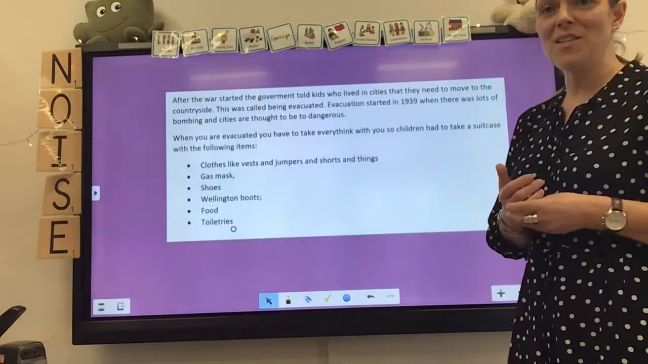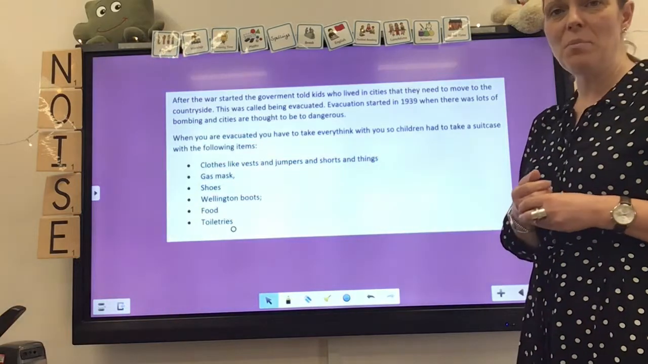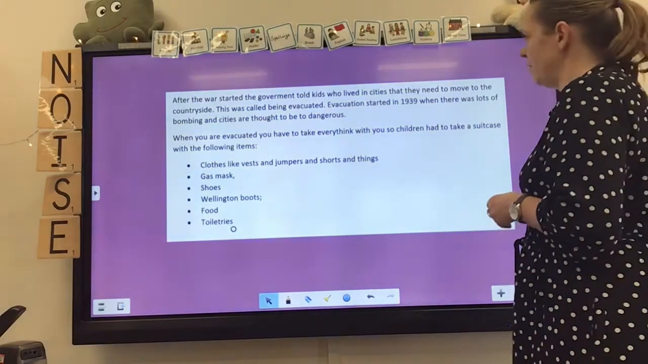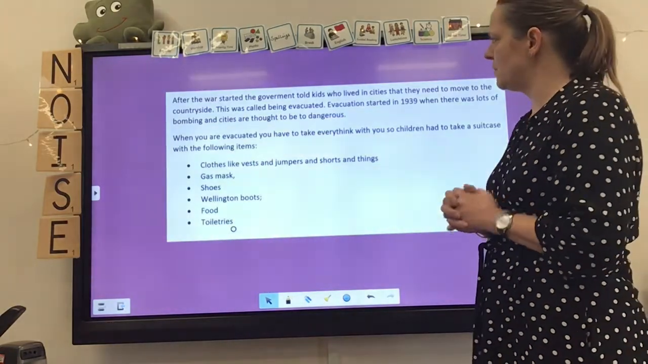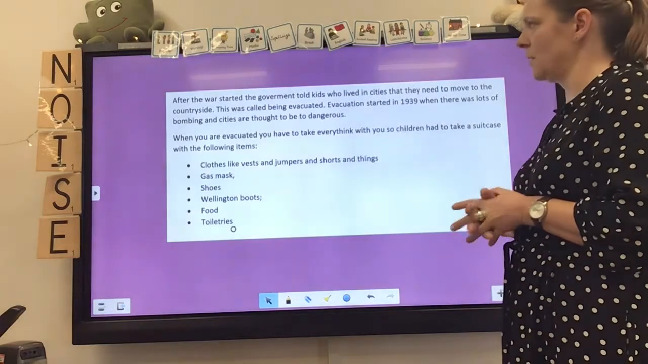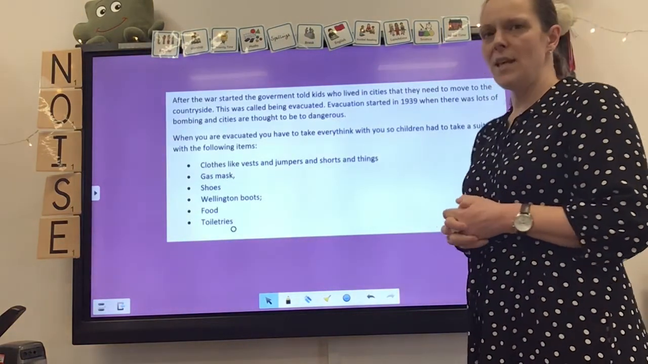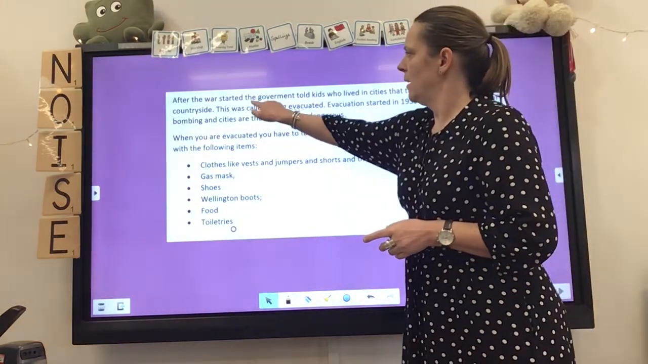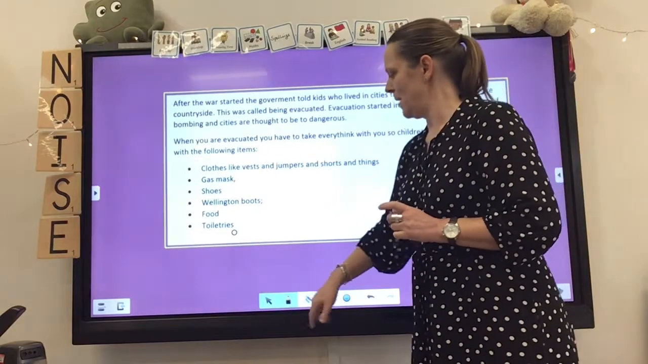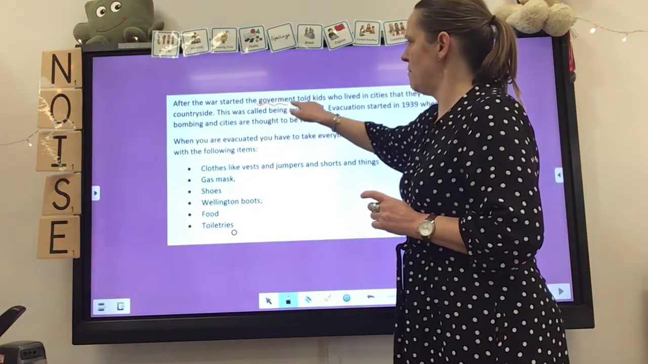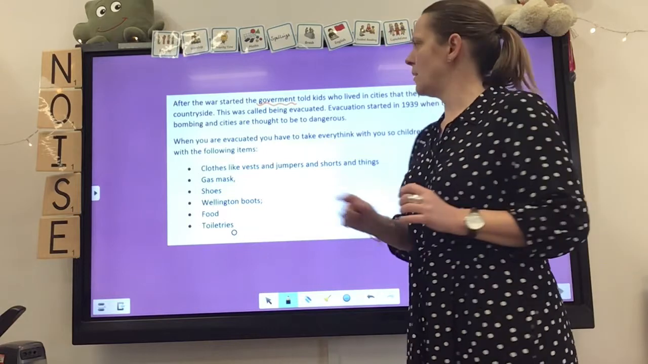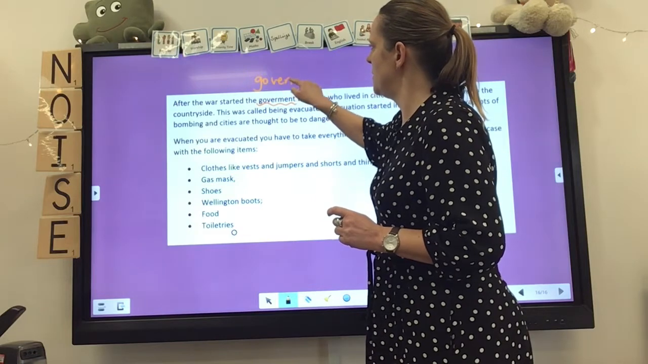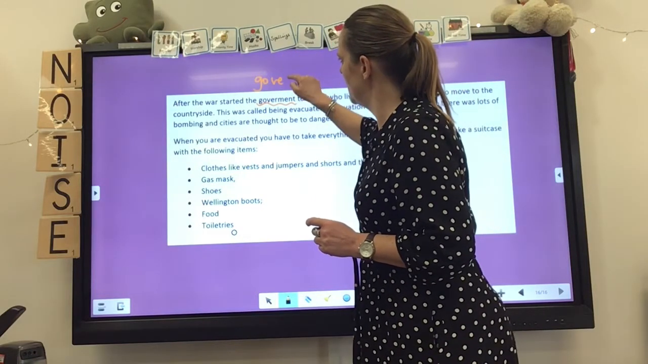Okay, so here's a piece of text that's been written about evacuation that I think we can improve. Let's start with spellings then. Have a quick read through. So after the war started, the government told kids who lived in cities that they need to move to the countryside. Now, this is one of the year 5-6 spelling words that I have misspelt. Government. Remember, governments govern. So there is an N missing from the word. It should be govern. Oops, no, can't spell it still. Government.